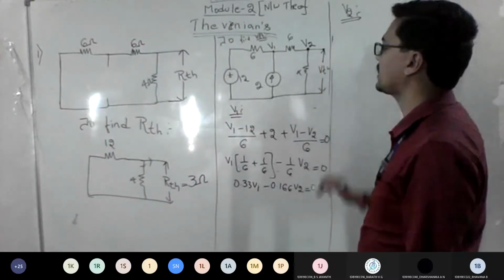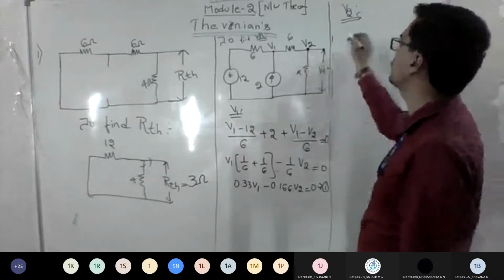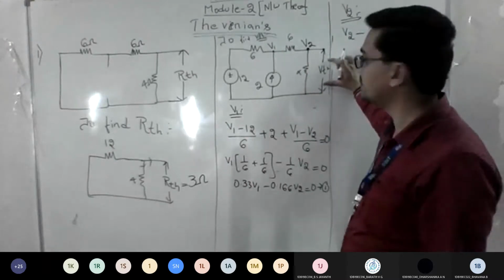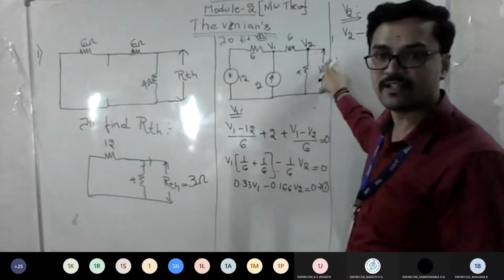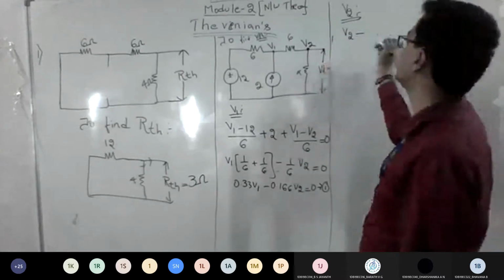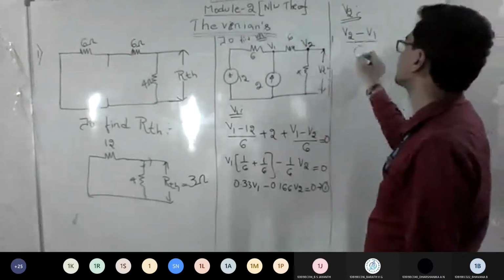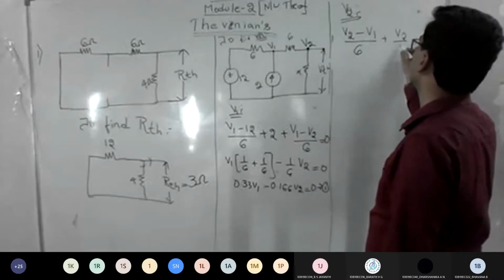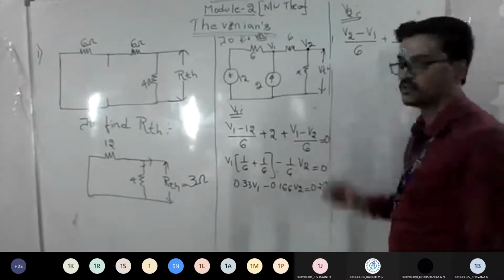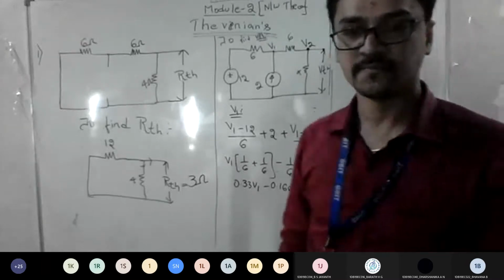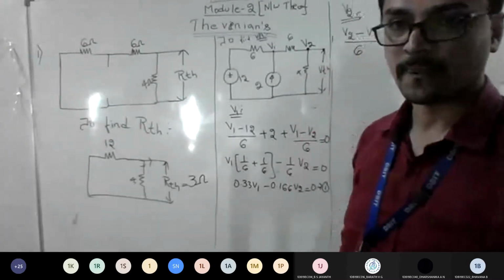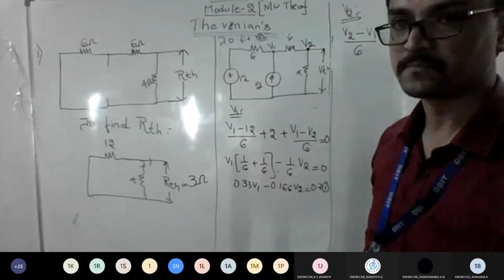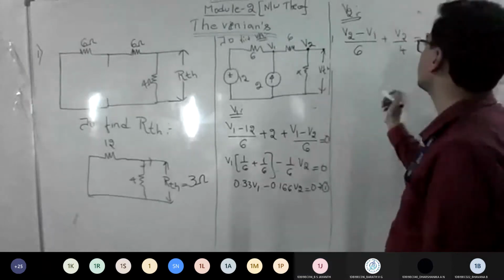V2 is what I want to calculate now. So again, you have only two branches, right? See, don't need to take any VTH here. If you find V2, that itself is VTH. Clear? So V2 minus V1 by 6, then plus V2 by 4 equal to 0. Only two branches you have? Agree here? Okay, so simplify this.